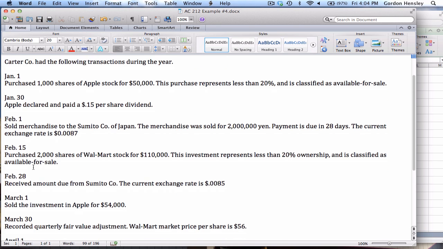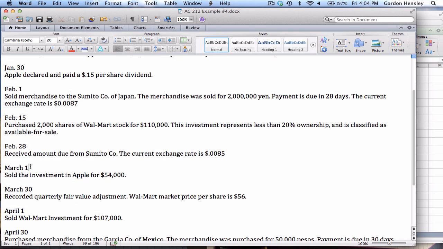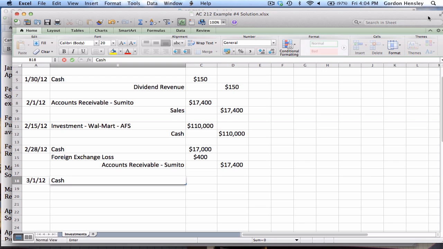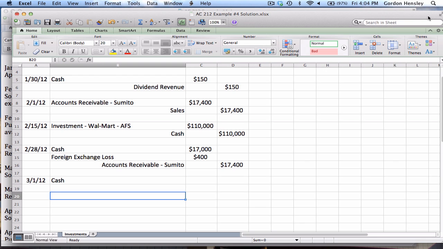So sometimes we're vulnerable when those exchange rates fluctuate from time to time. Next transaction is on March the 1st. We're going to sell the investment in Apple for $54,000. Actually, I realize I've dated that one wrong. That was on the 28th. This one is the 1st. So in this case, we're finally going to get rid of our investment in Apple. We're going to sell it. And if the opportunity provides itself and we can make money on it, we'll certainly do that. So we'll debit cash to show we're receiving the money. And then we're going to get rid of the investment. I'm going to skip a space there because I might have a gain or a loss.